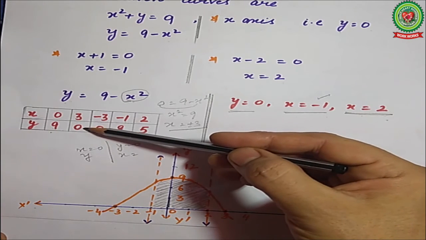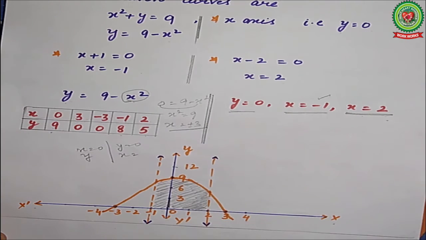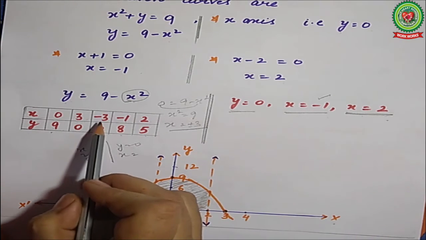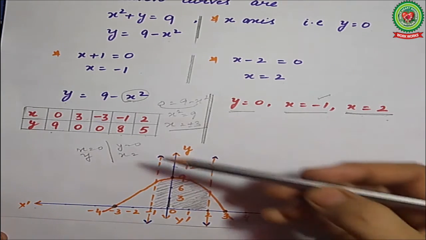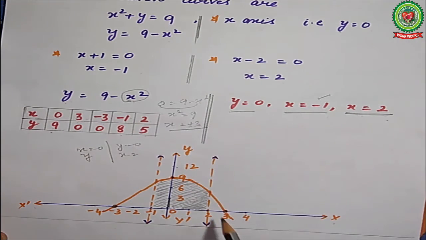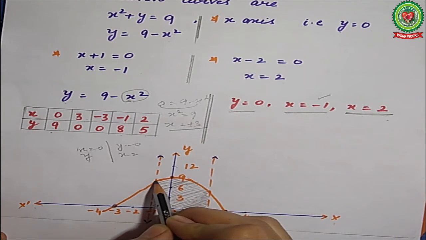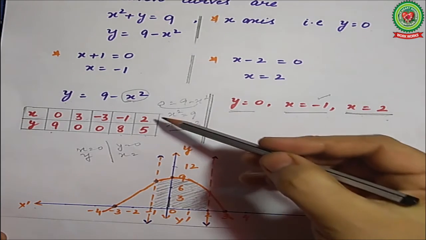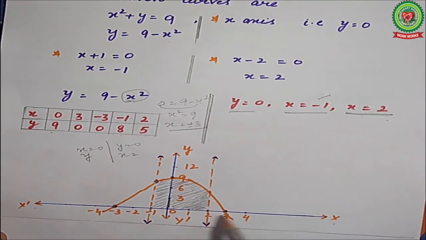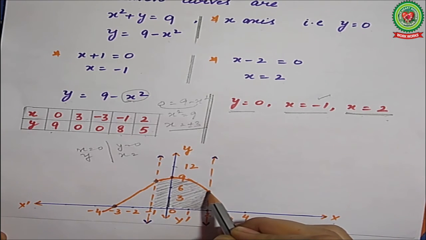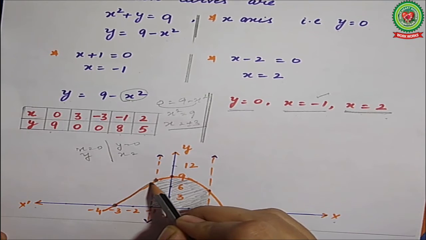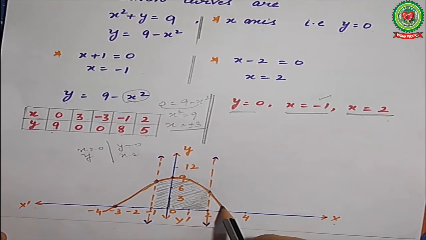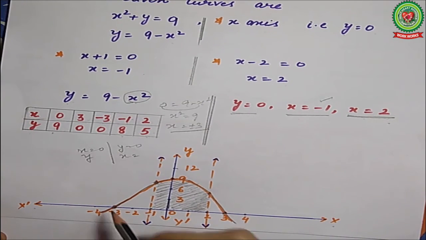For y is equal to 0, x is equal to 3. x is equal to 3, y is equal to 0. Another ordered pair, minus 3, 0. One more ordered pair, minus 1, 8, will be lying here. Then 2, 5 will lie just below the 6 here. When we join all these points, we are having this type of curve.